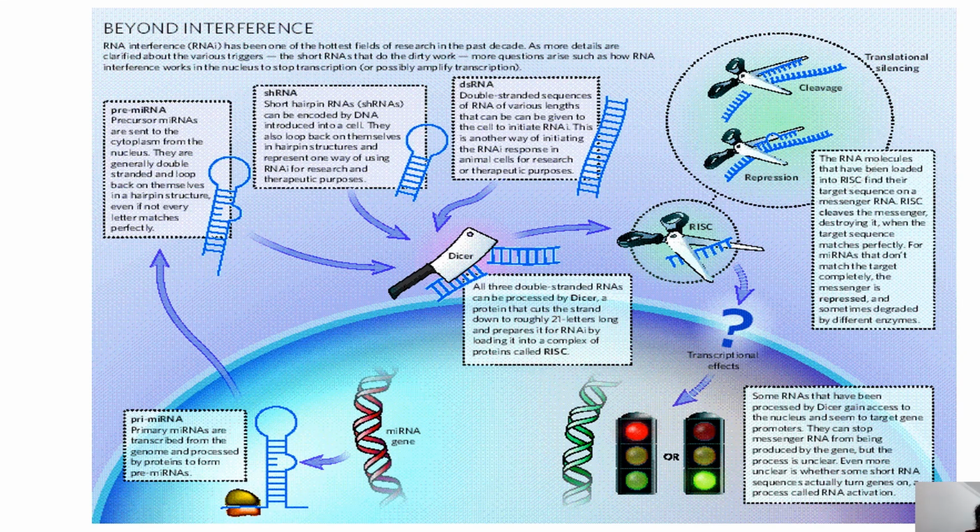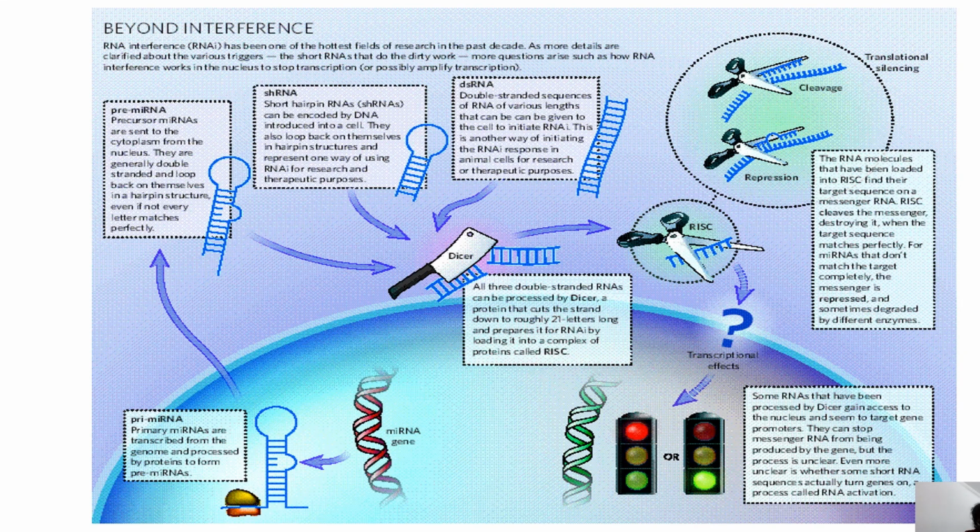The RNA molecules that have been loaded into the RISC find the target sequence on a messenger RNA. RISC cleaves the messenger, destroying it when the target sequence matches perfectly. For miRNAs that don't match the target completely, the messenger is repressed and sometimes degraded by different enzymes.